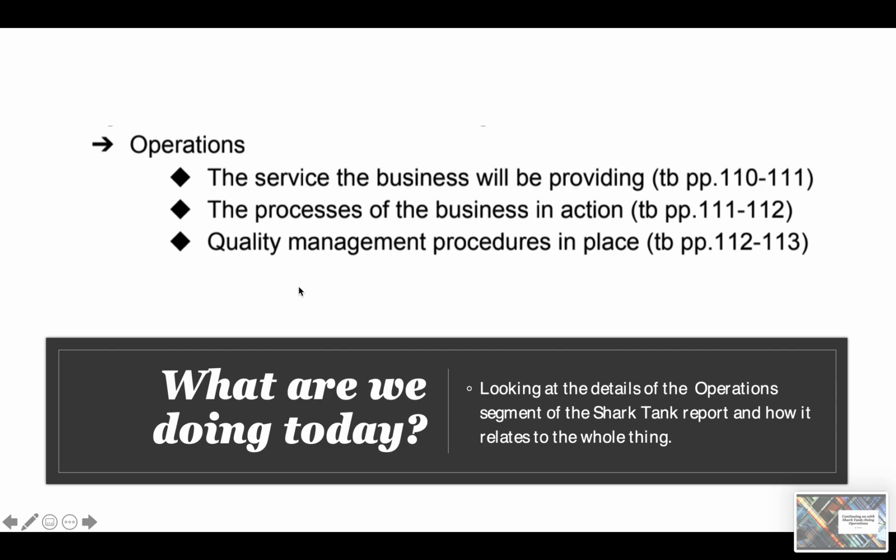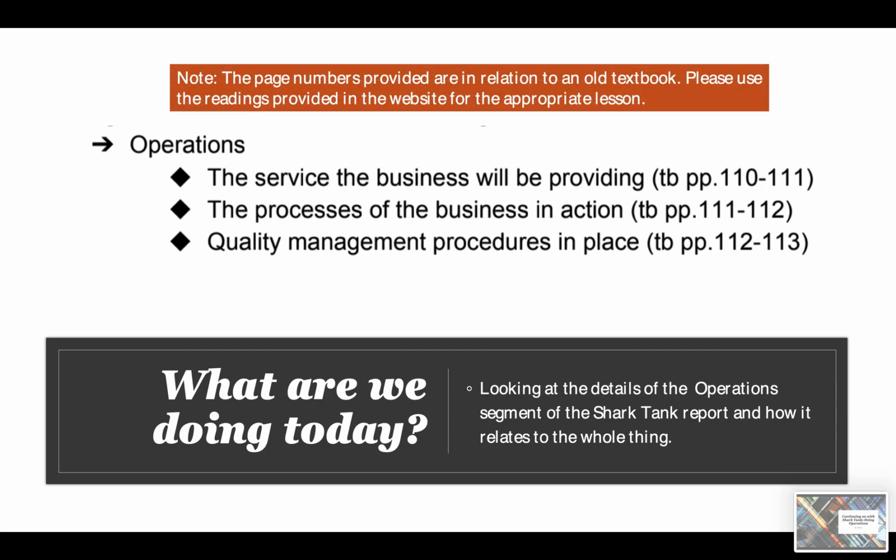So, here's what we're going to be looking at. The service the business will be providing, the process of the business in action, and the quality management procedures in place. Now, your report will need to include all three of these for the operations segment of it. Now, what I also want you to realize is you'll notice that there's little page numbers near each one of these dot points in the report. It's for the textbook, but a different type of textbook than the one you have. Not to mention, it's also for an older version of that textbook as well.